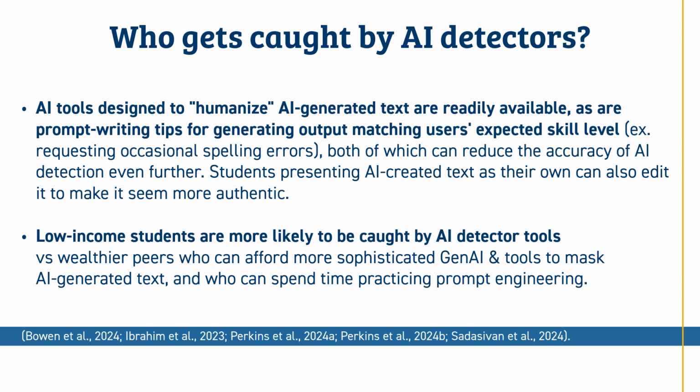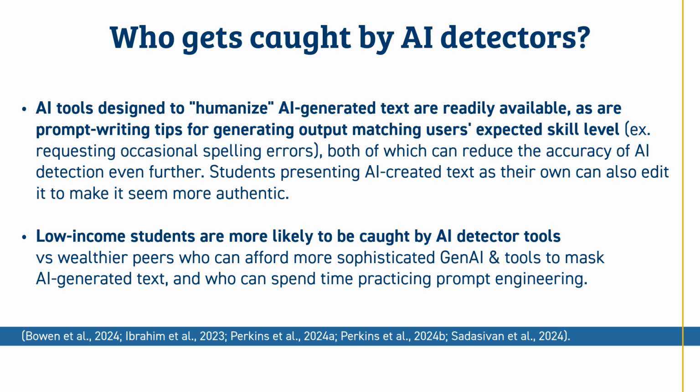Finally, students that are more likely to be caught by these detectors are students who are low income. AI generators that are for pay, that students have to pay a subscription fee for, are better at mimicking human written language. Somebody that's using something that's free and open access is probably more likely to be caught by a detector. And so the students that have the money to spend on better cheating equipment are probably going to fly under the radar, whereas a student that is just doing something with the free version of ChatGPT might get caught.